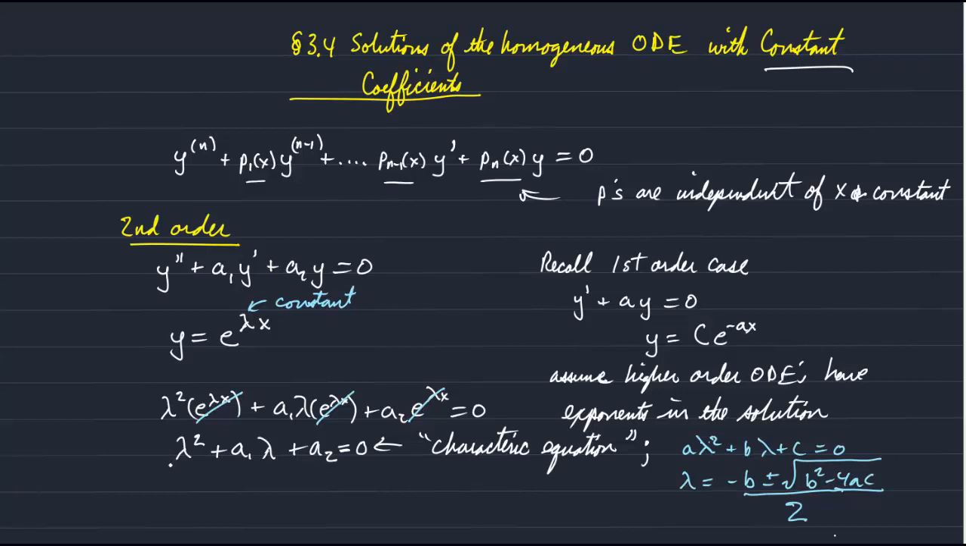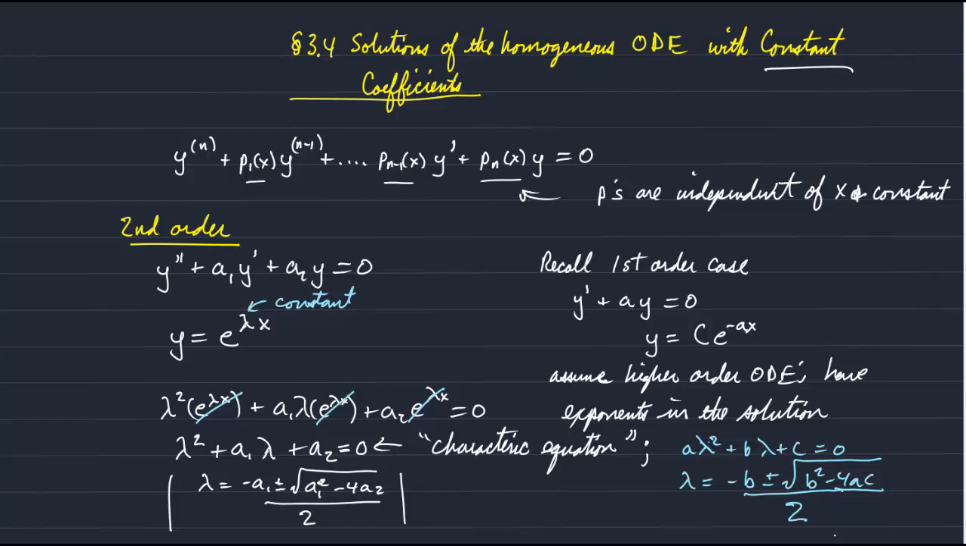The coefficients here are 1, a1, and a2, so that gives the solution for lambda being equal to negative a1 plus and minus the square root of a1 squared minus 4a2, all over 2. Okay, so the solution to a quadratic equation has two roots: minus a1 over 2 plus the square root of this, or minus a1 over 2 minus the square root of this.